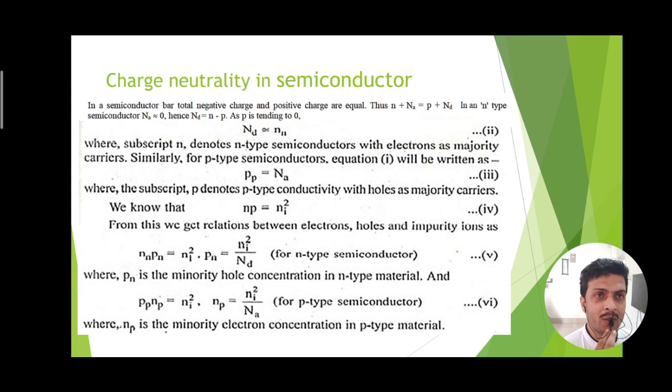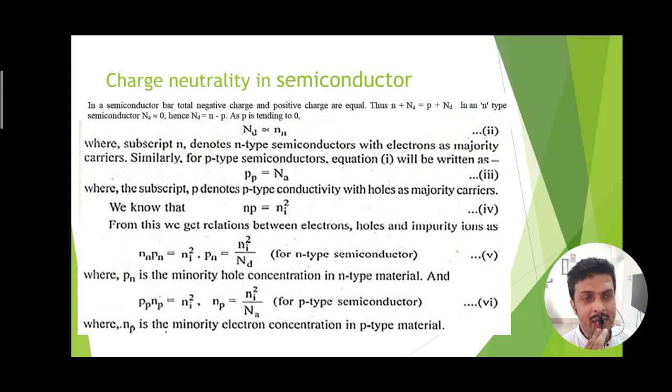Now under this situation, if we consider an N-type semiconductor, obviously the hole is the minority carrier concentration. So n plus Na equals p plus Nd. In this equation we can ignore the acceptor concentration because acceptors are covered by holes and holes are the minority carrier. So the number of acceptor ions is also less. Therefore we can ignore the acceptor concentration and simply write Nd is equal to n minus p, where p is tending to 0. Since p is tending to 0, Nd is almost equal to small n.